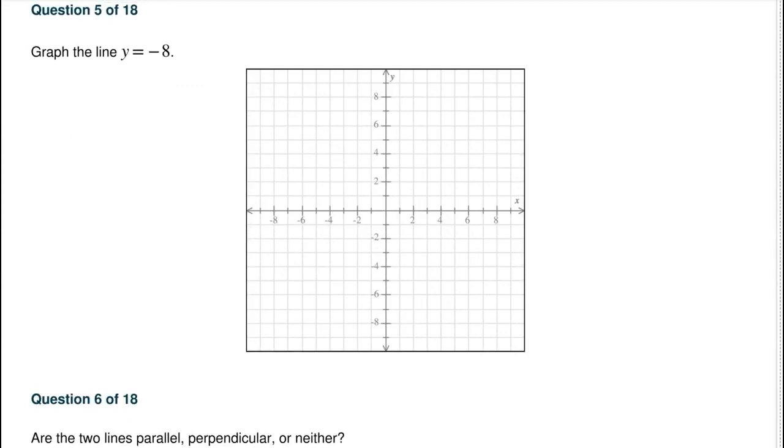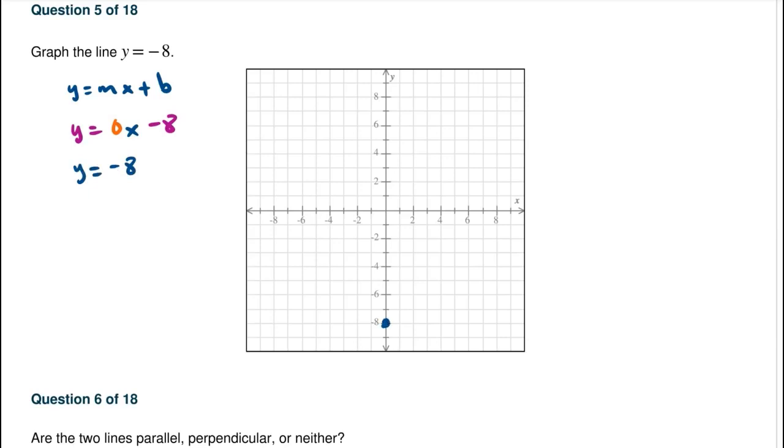Alright, question 8, graph the line y equals -8. So we have y equals mx plus b. In this case, we can see that y equals -8. The question is, where's your x? What happened to the x? So what is your slope that makes x disappear? Your slope is 0. It's 0x. That's why you don't see the x. So y equals -8. Alright, so y is -8.